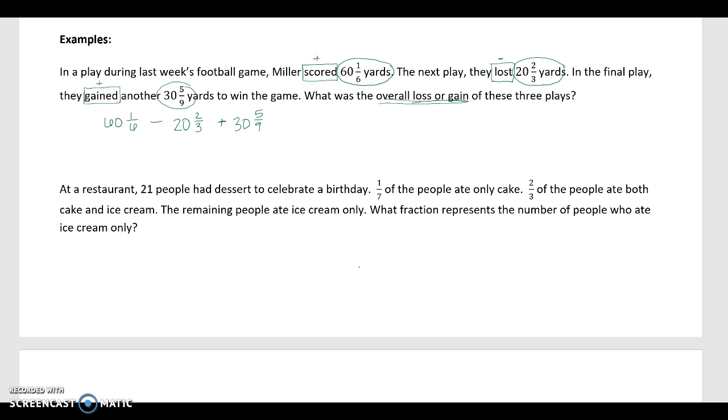Okay, so we have 60 and 1/6 minus 20 and 2/3 plus 30 and 5/9, all right? So don't forget, you see subtraction, we got to do boom, boom, and then we have 2/3, so you got to keep it as a fraction. So again, go ahead and press pause and try to solve it.